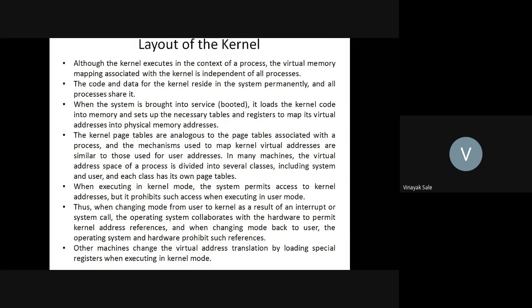Thus, when changing mode from user mode to kernel mode due to an interrupt or system call, the operating system collaborates with hardware to permit kernel address references. When changing mode back to user mode, the operating system and hardware prohibit such references. Other machines change the virtual address translation by loading special registers when executing in kernel mode.